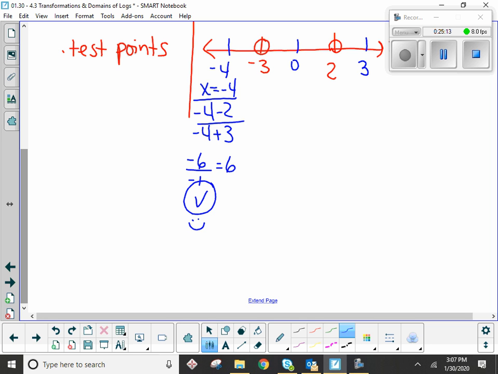So then it says 0. It gets kind of tedious at this point, but it must be done. Plug in 0 for the x's. I get negative 2/3. Does that make me happy or sad? Sad, right? That does not check out.